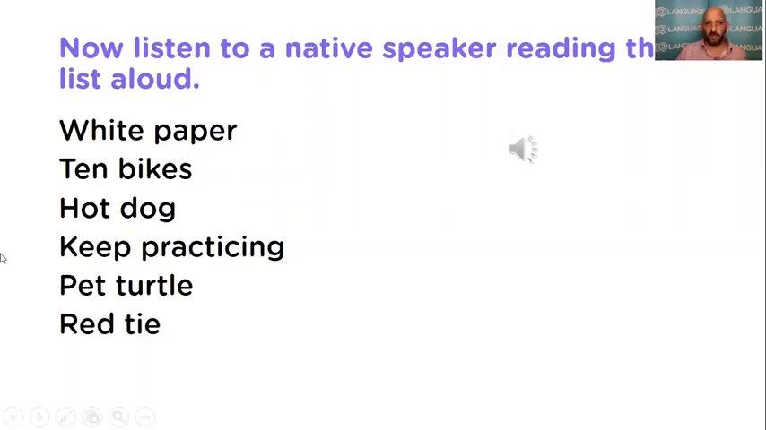Okay, so there's Jamal reading all of these words out literally as they are. Remember what I said about sand and witch? White paper, 10 bikes, hot dog, keep practicing, pet turtle, red tie. All right? I hope that that's exactly what you said or something approximating that.